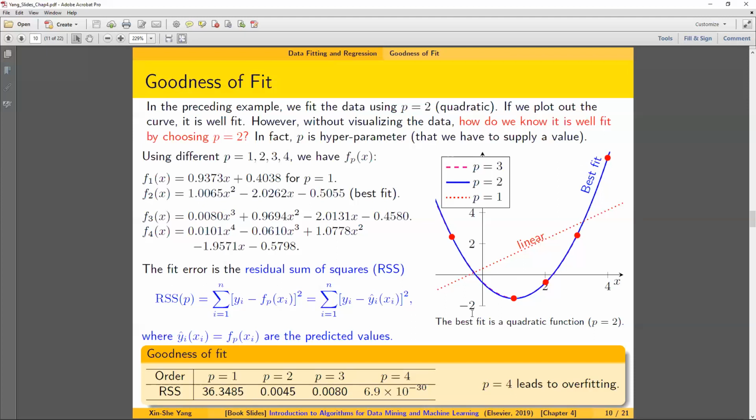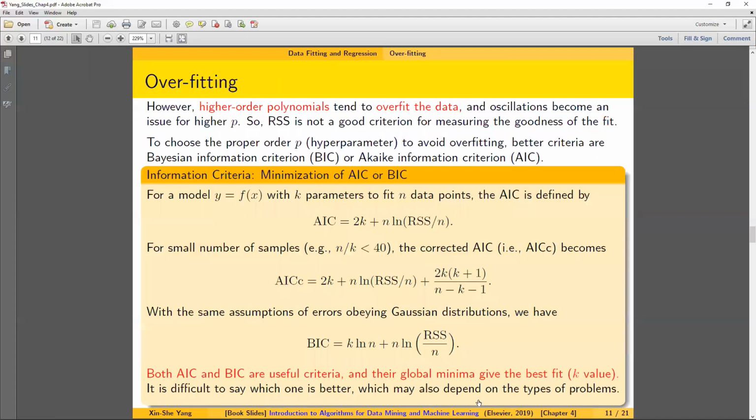Now we could find the fit error, which is the residual sum of squares. Remember, we have this calculation. We take yi minus the estimate of yi at xi, get the difference, square it, and then sum all of them up. That is our residual sum of squares. For p equal to 1, we found the residual sum of squares is 36.34. Then for p equal to 2, it's this quantity, and p equal to 3 is this quantity. For p equal to 4 it is extremely small.